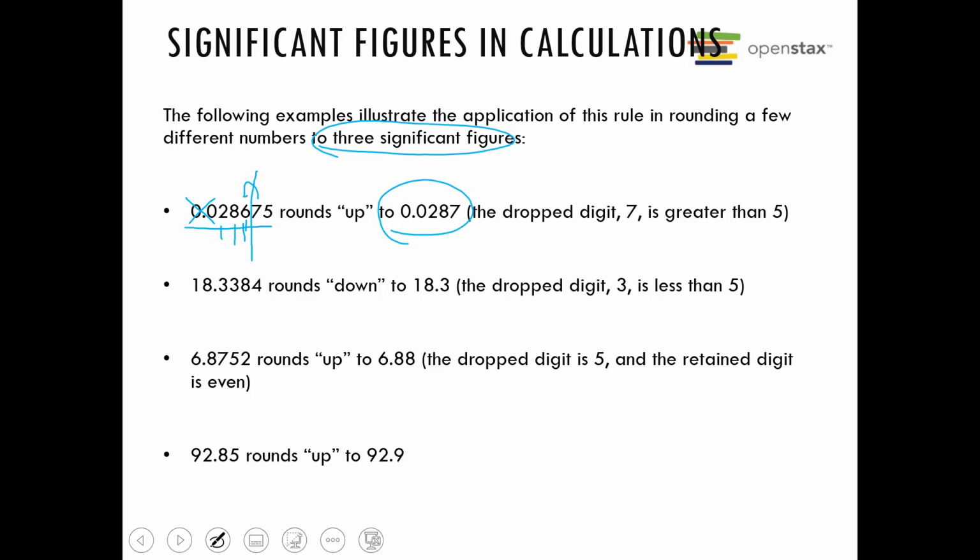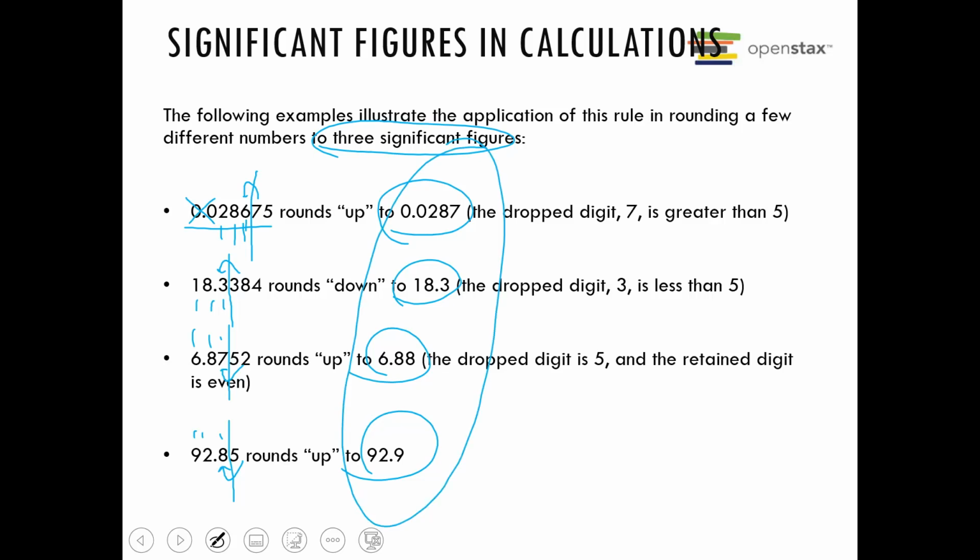Again, I would count significant figures. So that's 1, that's 2, that's 3. This 3 is not going to bump that 3 up, so it's going to remain at 18.3 for 3 sig figs. For the next one, 3 sig figs here, I would count 1, 2, 3. I would draw a line there. That 5 would round that 7 up, so I would make this number 6.88. And lastly, 92.85, I would say 1, 2, 3. I would draw my line. That 5 is going to make that 8 a 9. So all of these now have 3 significant figures.